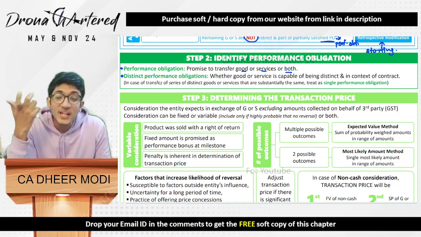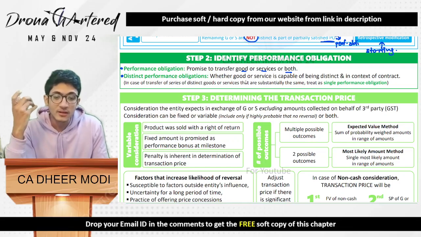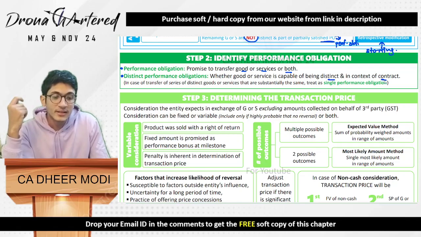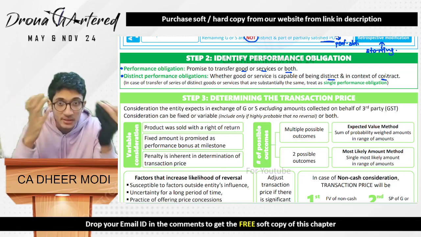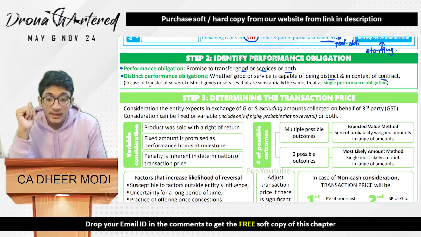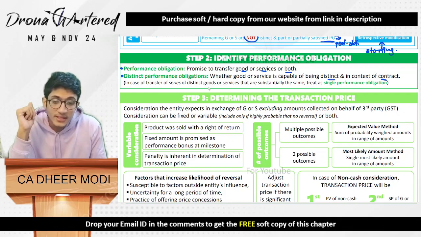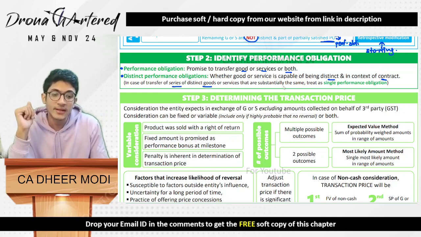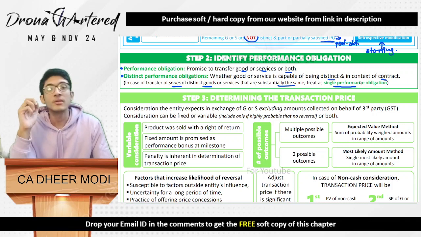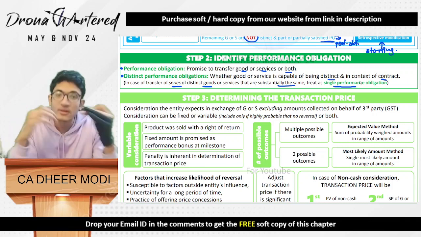What is a distinct performance obligation? Whether the good or service is capable of being distinct in the context of the contract. That means whether they can be separated or not. In case of transfer of a series of distinct goods or services that are substantially the same, treat it as a single performance obligation. Say for example, we are working in a company.